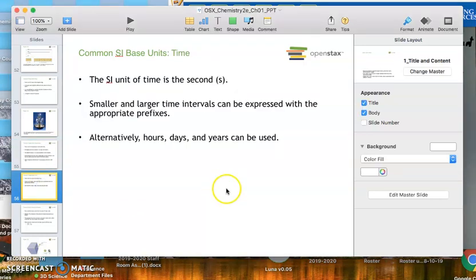The unit for time in the SI system is a second. Of course, everybody has a concept of how long a second is. It's very short. Smaller and larger time intervals can be expressed and used, for example, hours, days, years, months, etc.